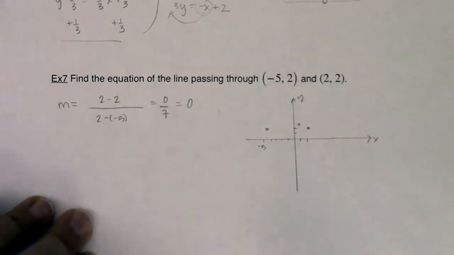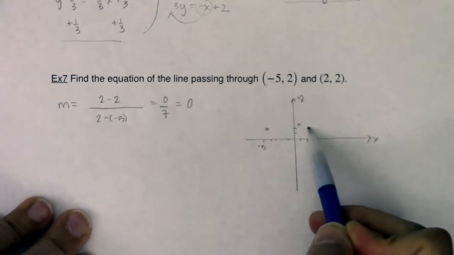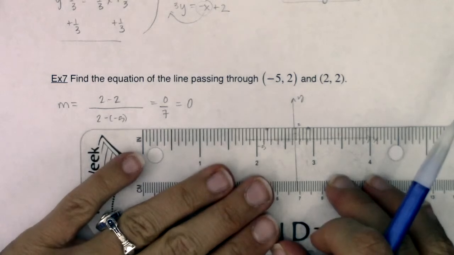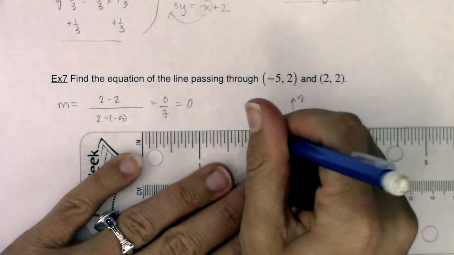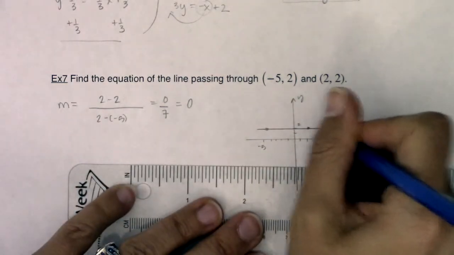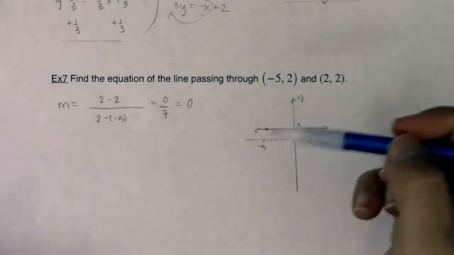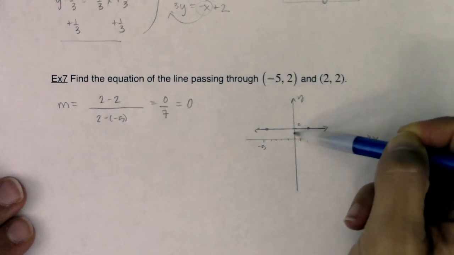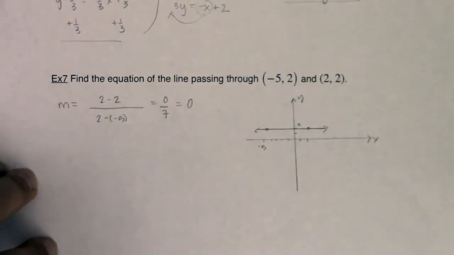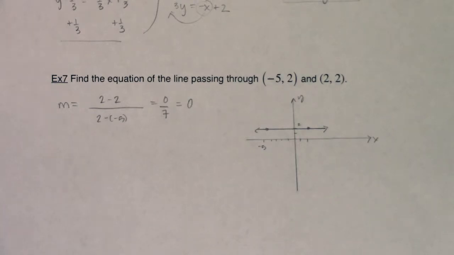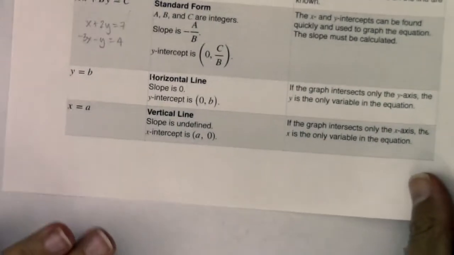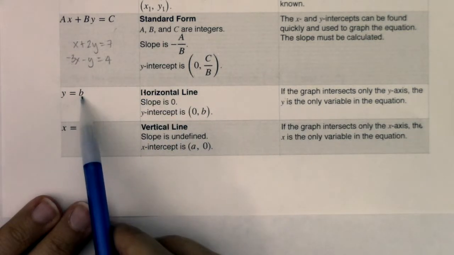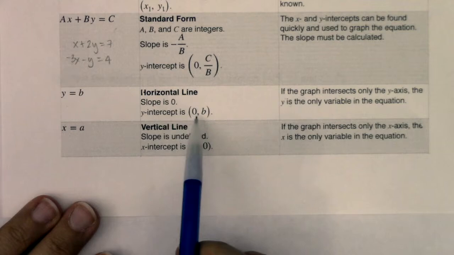So you can see that I have the point (2, 2) and then (-5, 2) graphed out. And if I connect the dots, sure enough, this is a horizontal line, because any point on this line is 2 units above the origin, or at least the x-axis. I've raised up 2 units. So when you have a slope of 0, that's a special kind of line. It's a horizontal line, and it's of the form y equals b, where the y-intercept is (0, b).